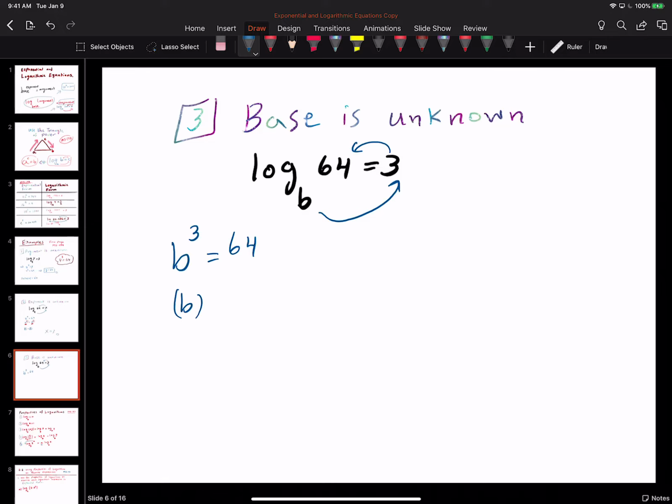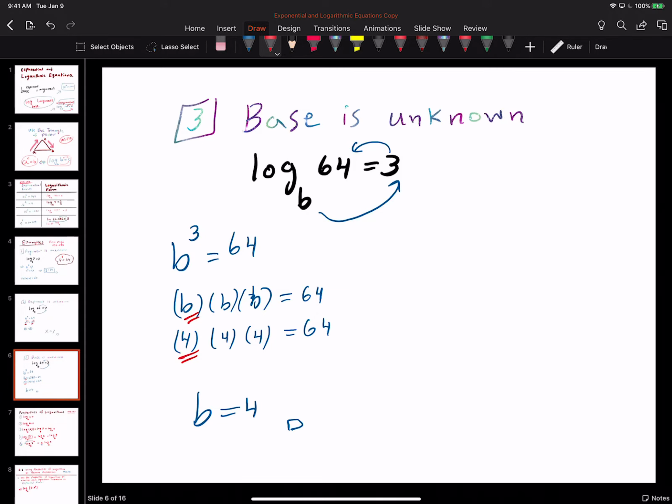What number do you multiply by itself 3 times and you get 64? That should be 4. 4 times 4 times 4 is 64. So B should be 4, and that should do it. B has to be 4.